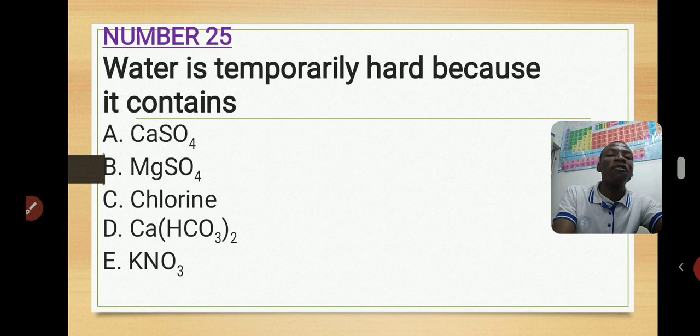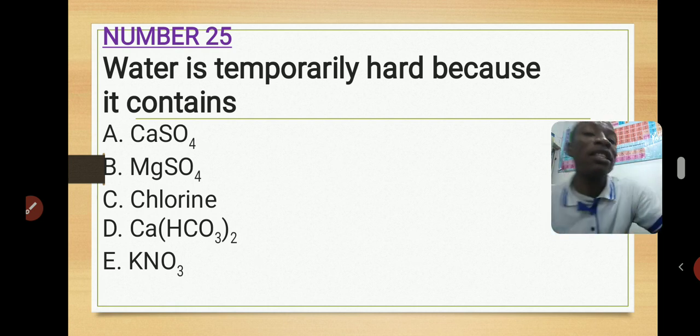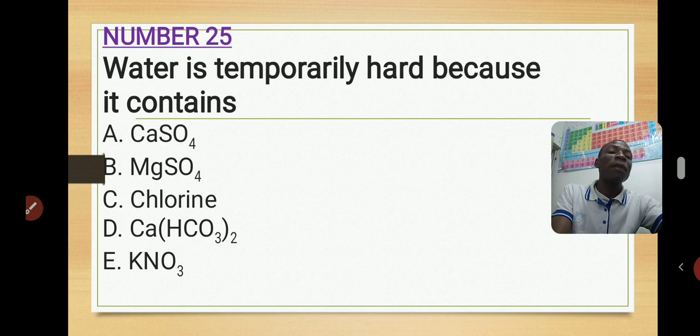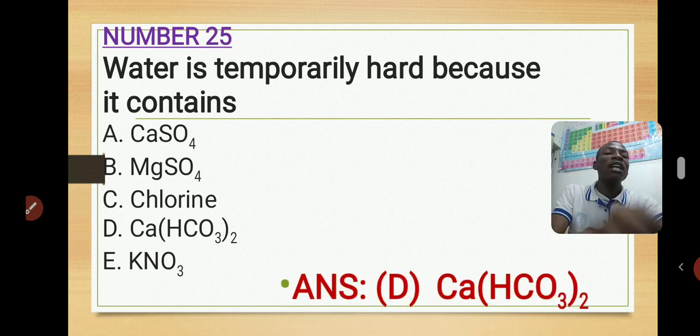Number 25. Water is temporarily hard because it contains option D, calcium hydrogentrioxocarbonate IV. Option A and option B cause permanent hardness. Option C doesn't cause hardness at all. Option D causes temporary hardness. Option E is a salt, it doesn't cause any hardness. So our answer there is option D.